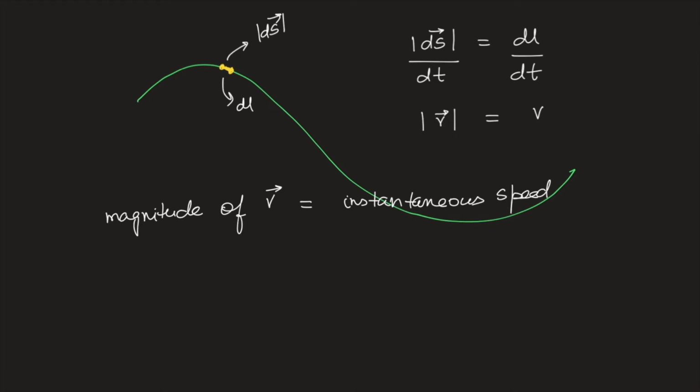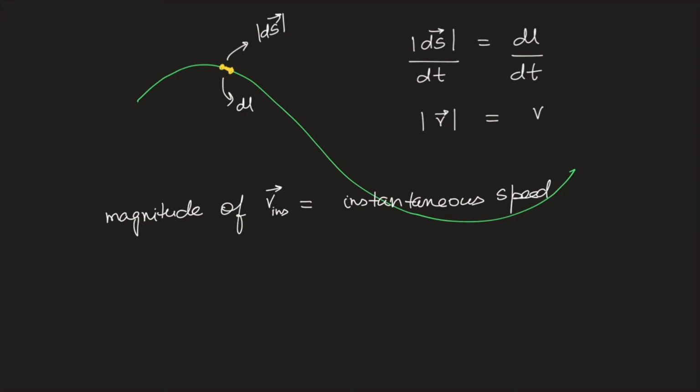Because whenever we are taking small quantities, we are considering straight lines, and in straight lines distance and displacement are equal in magnitude, and hence speed and velocities are also equal in magnitudes. So the magnitude of velocity is equal to the magnitude of instantaneous velocity. The magnitude of instantaneous velocity is equal to the instantaneous speed.